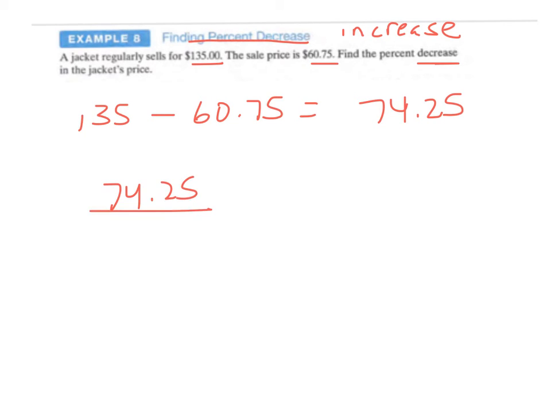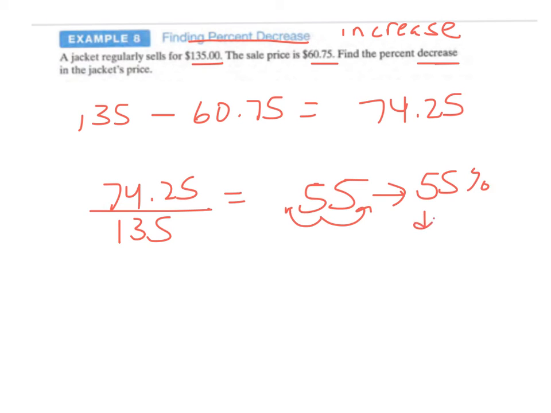Once you know the decrease amount, we then put that number over the original price. And the original price is $135. And you do that in your calculator, 74.25 divided by 135, you get 0.55. And all decimals can be changed to percents by moving the decimal point 2 spots. And so in this case, it's a 55% discount.